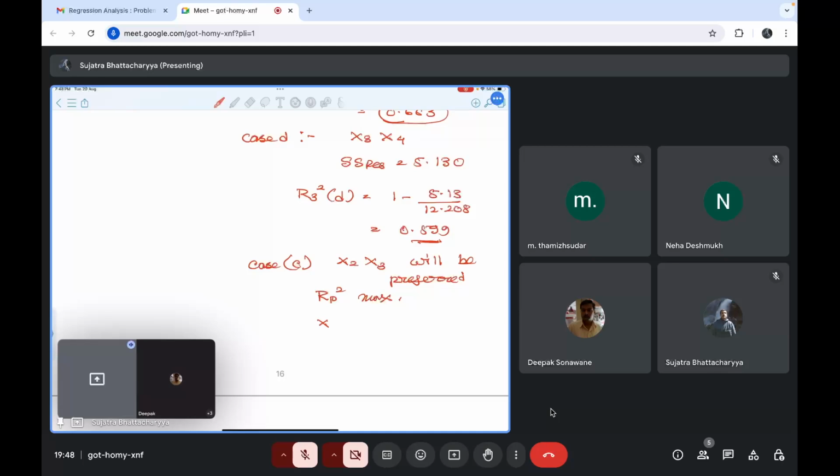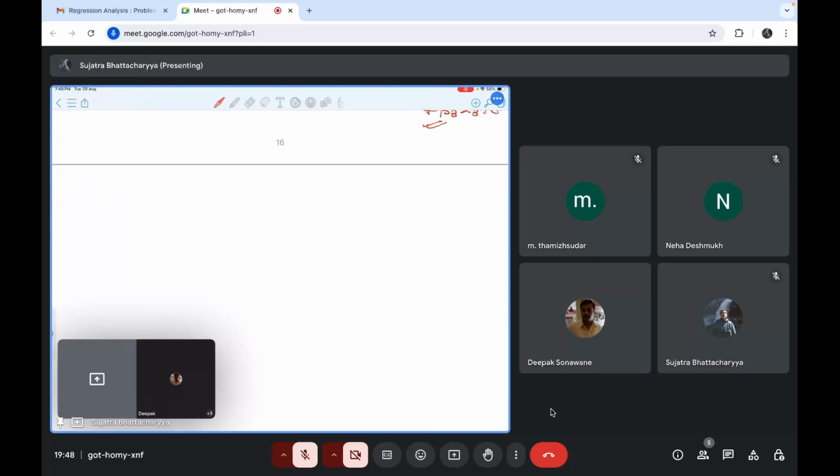Therefore, y will be equal to beta naught plus beta 2 x2 plus beta 3 x3 plus epsilon. This is the first model. Okay, so this is how you have to proceed. Each and every case you have to see. Finally, one question, let me see whether I can do it or not. No, I think I cannot do it because time is not there. Okay, just one question based on adjusted RP square.